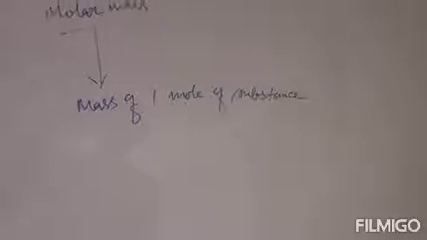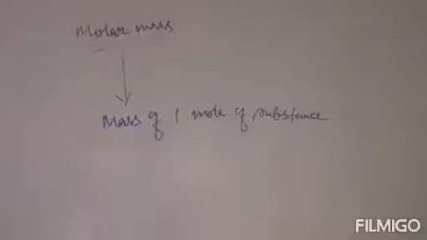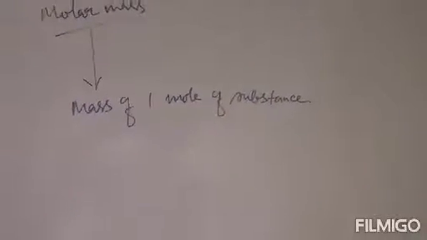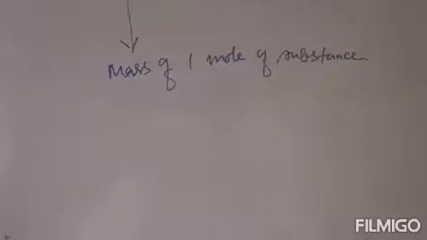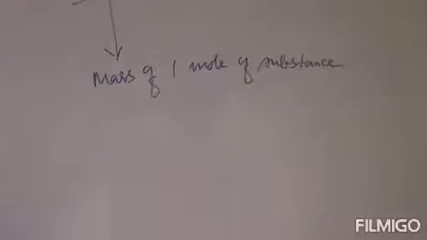So 1 mole means the number of particles will be the Avogadro number. In 1 mole of a substance, the number of particles present is the Avogadro number, that means 6.022 × 10^23, that is fixed. So the mass of 1 mole of a substance is actually the molar mass. Now this mass of 1 mole of substance is related to its relative atomic mass.